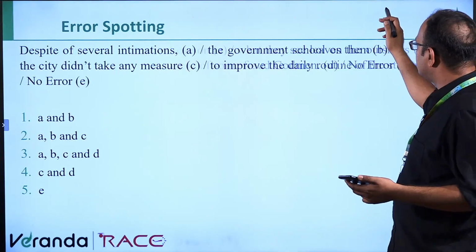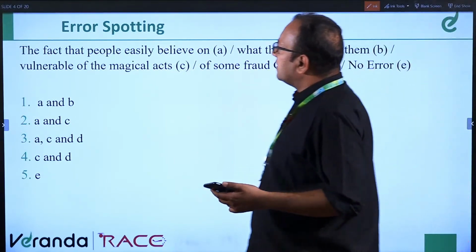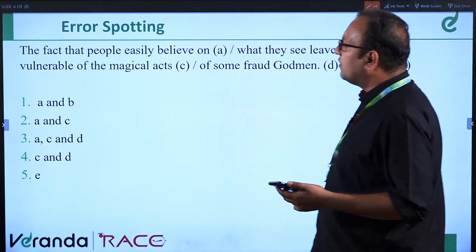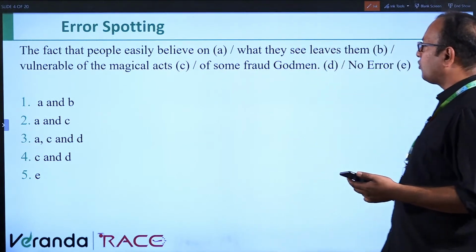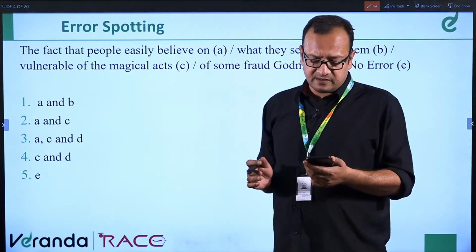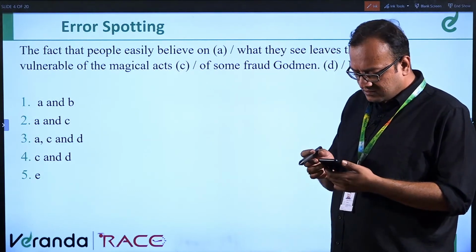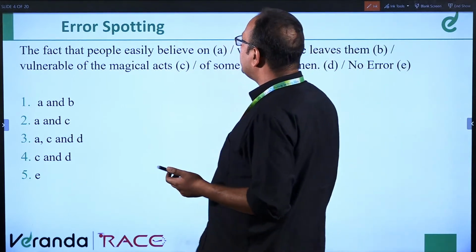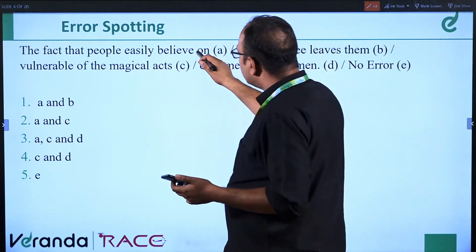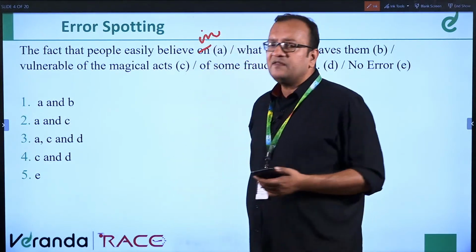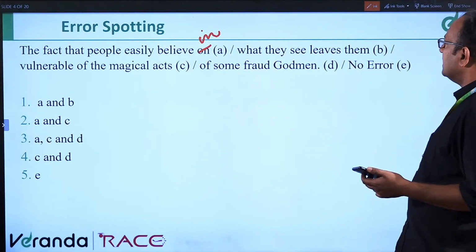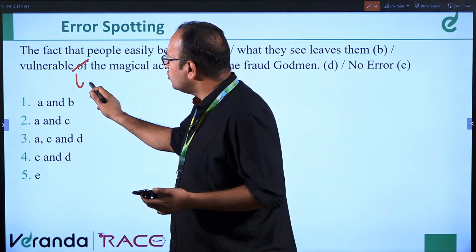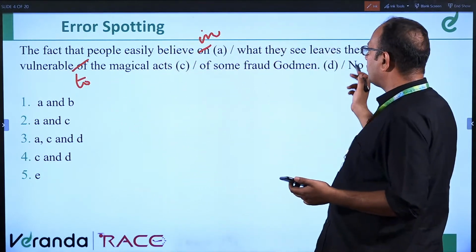Moving ahead to the next question. The fact that people easily believe on what they see leaves them vulnerable of the magical acts of some fraud godmen. Wonderful question. Let's see how to solve this. The fact that people easily believe in what they see leaves them, no error in part B, vulnerable to the magical acts of some fraud godmen.